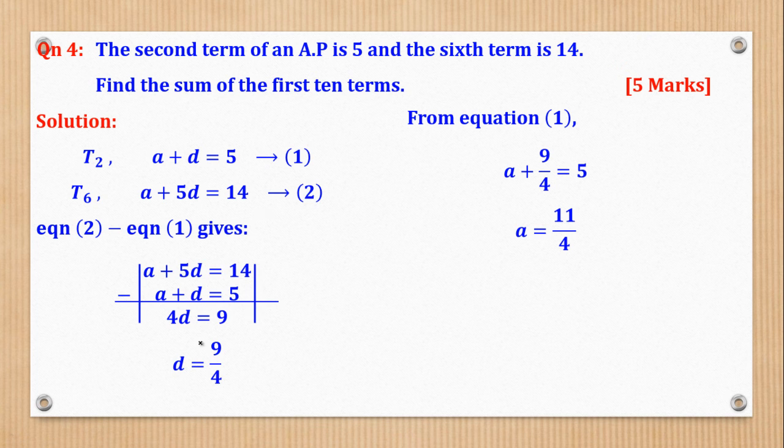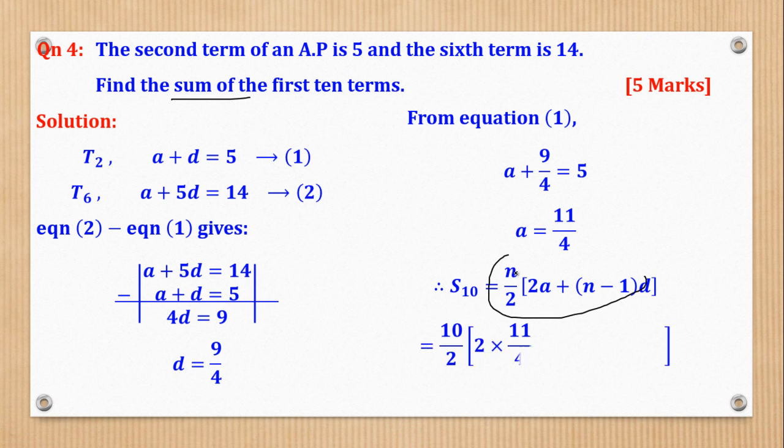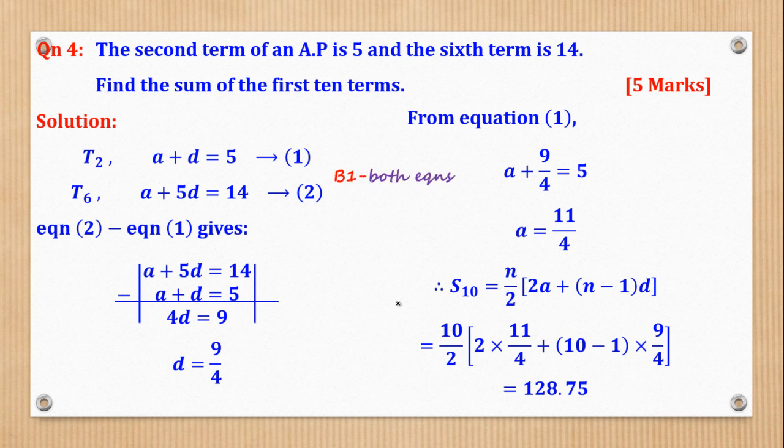After getting the values of a and d, I can now get the sum of the first 10 terms. Quote the formula, substitute for n, a, and d. Then use a calculator to get the required sum. And that's what they wanted.